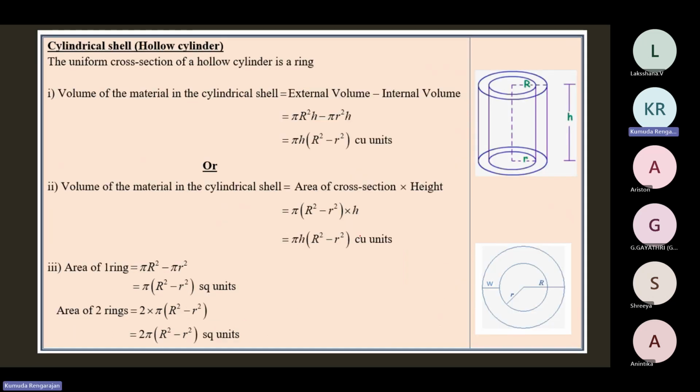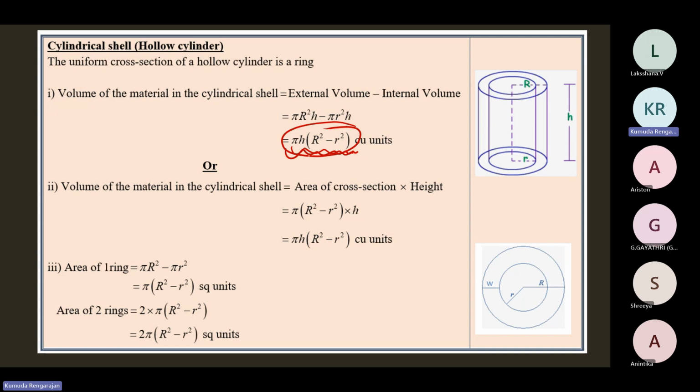So you can see here, this is the formula to find the volume. Pi h into capital R square minus small r square. This is the formula to find the volume of the material in the hollow cylinder.